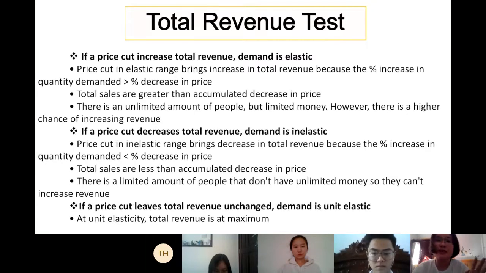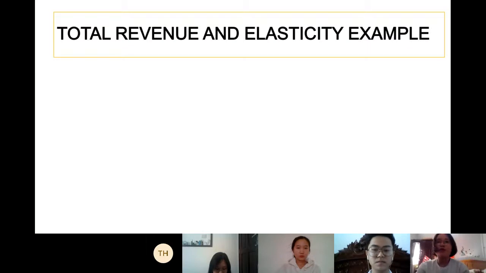This is the main idea of total revenue. There are three main ideas. If a price cut increases the total revenue, demand is elastic. Second, if a price cut decreases total revenue, demand is inelastic. And the last is if a price cut leaves total revenue unchanged, demand is unit elastic. You can read all about the main idea here. I will give you an example for this.